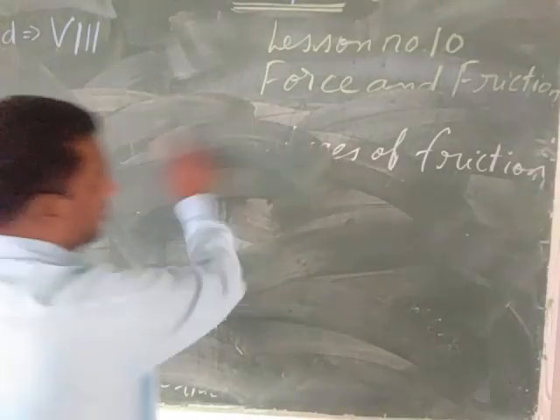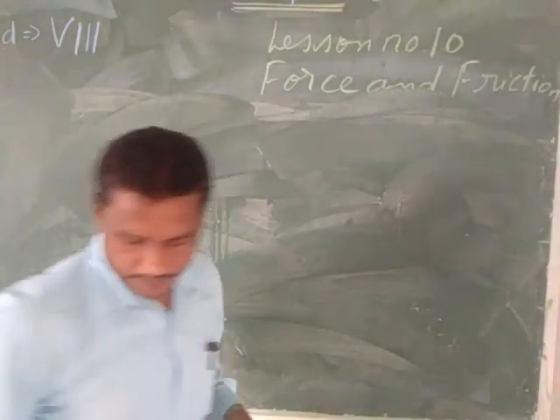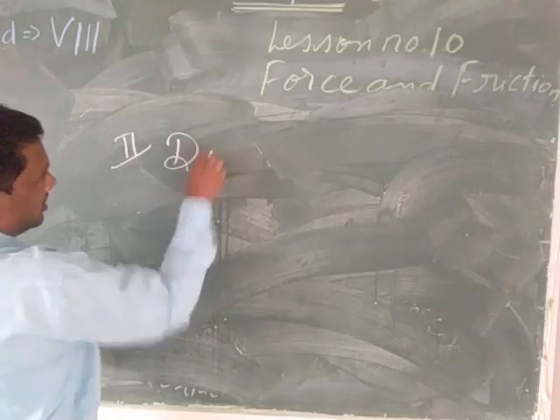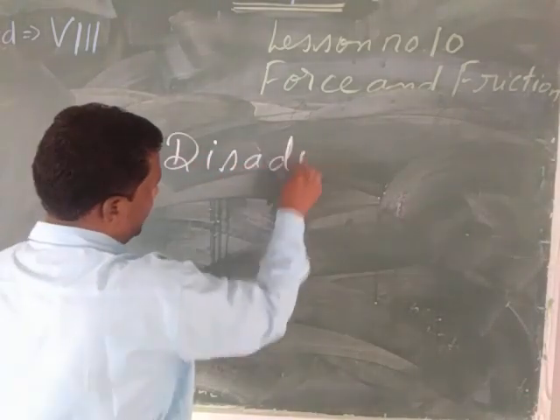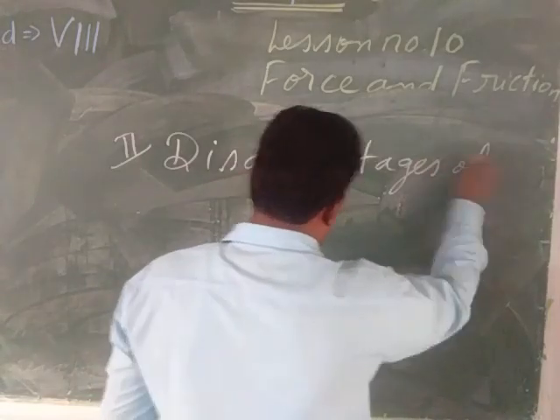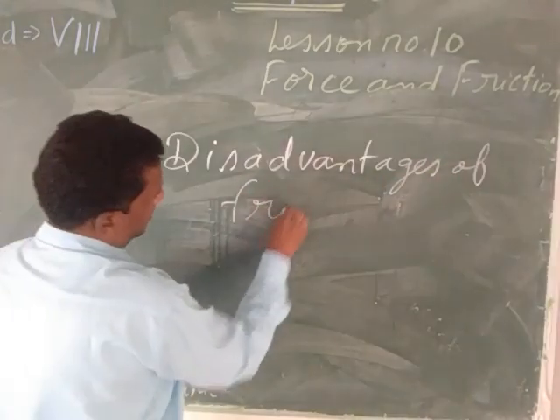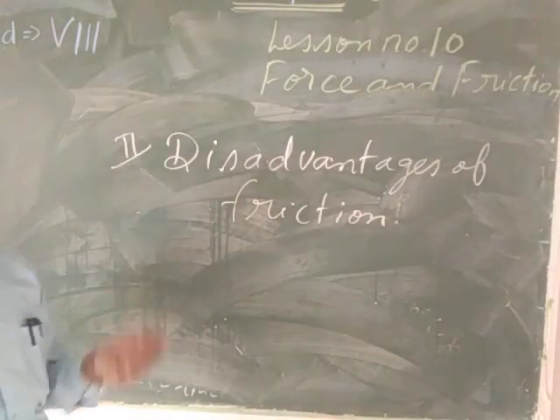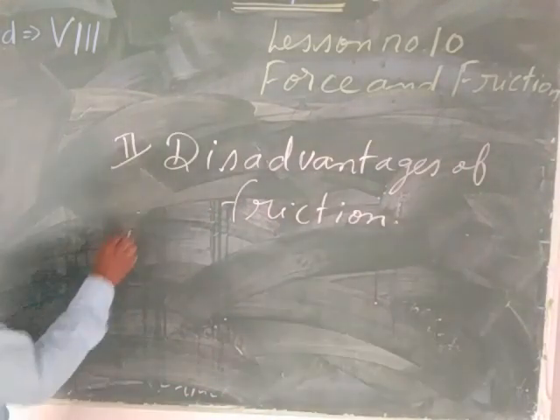Now let us see about the disadvantages of friction. So my child, the second one is the disadvantages. D-I-S-A-D-V-A-N-T-A-G-E-S. Disadvantages of friction. Okay my child, now what are the disadvantages of friction? Let us see.